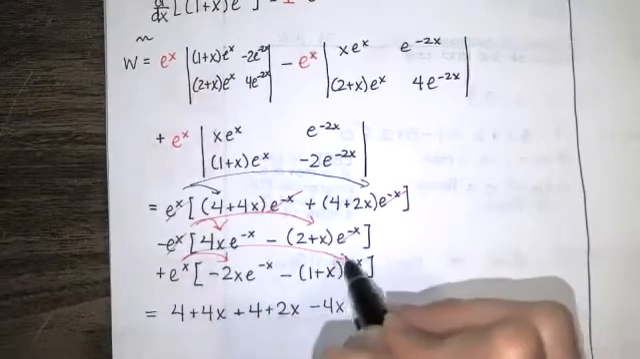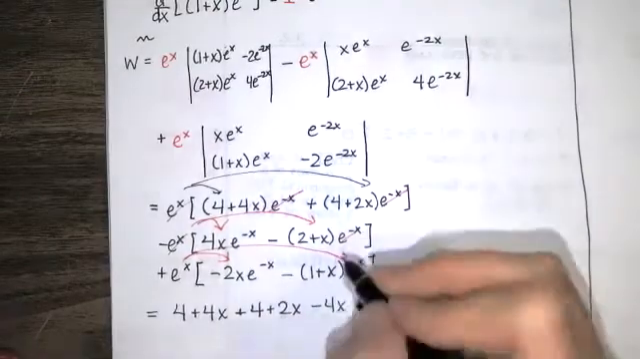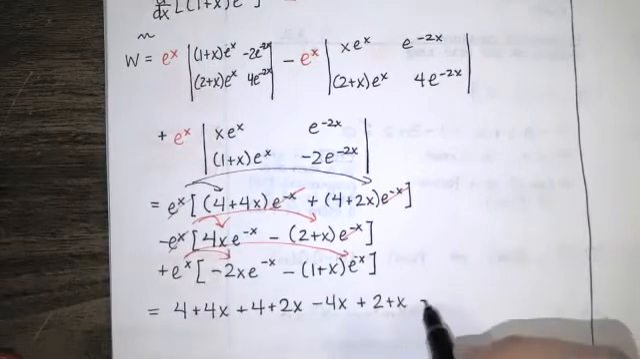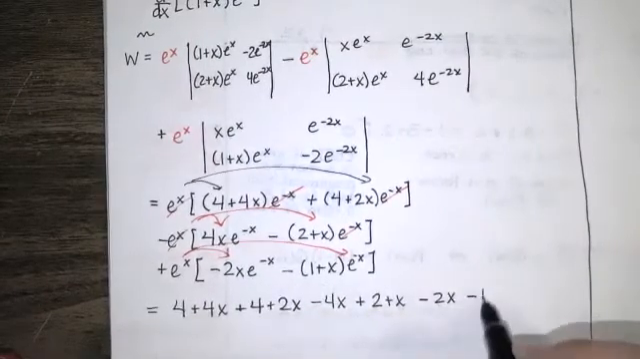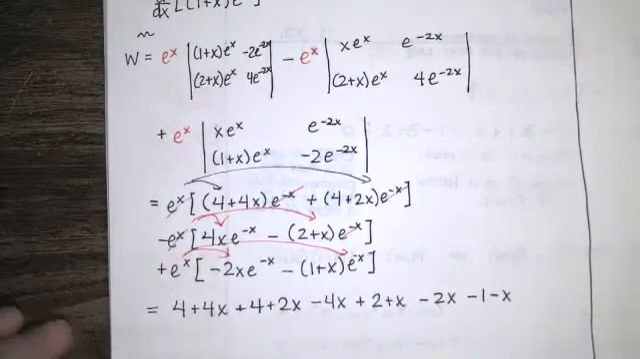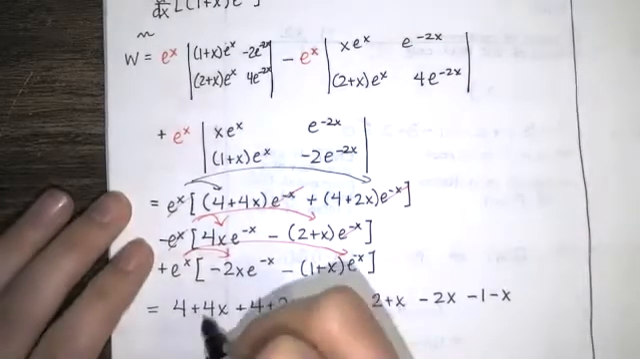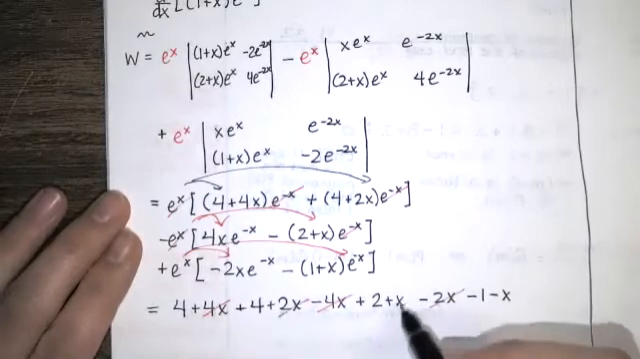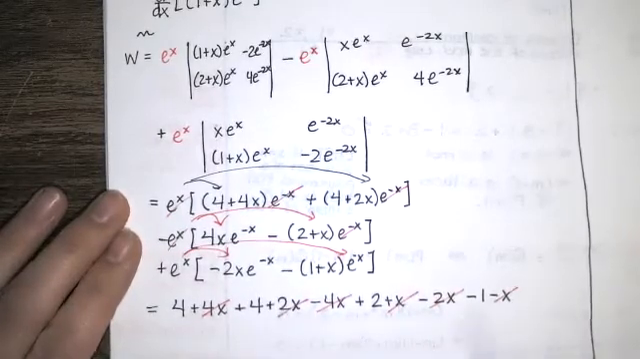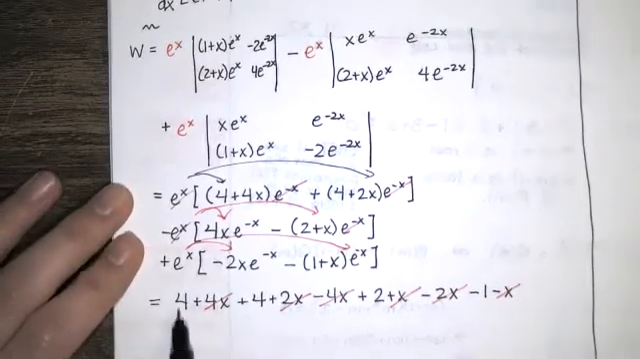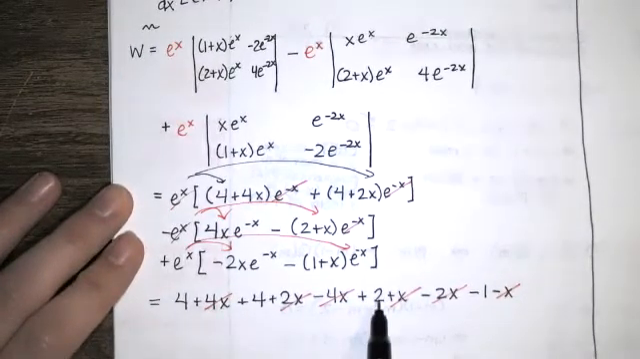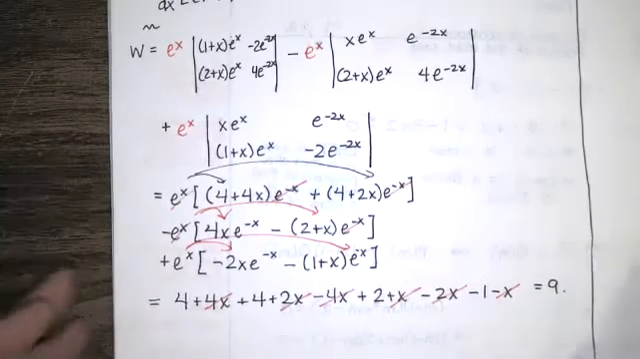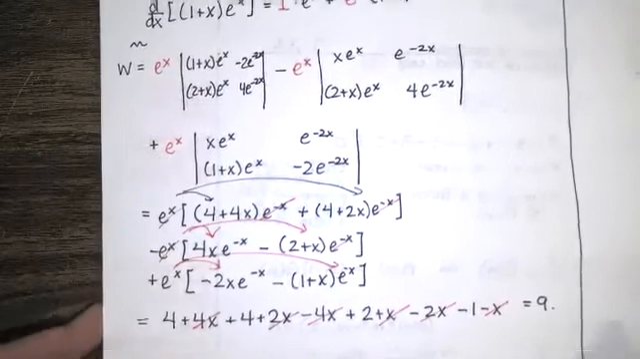Similar things happen here. That should be a negative. So we end up with a negative 2x minus 1 minus x. Okay. These guys reduce, and these guys reduce, and these guys reduce. And so we're left with 8 plus 2 is 10, minus 1 is 9. So after all that, the Wronskian is 9.